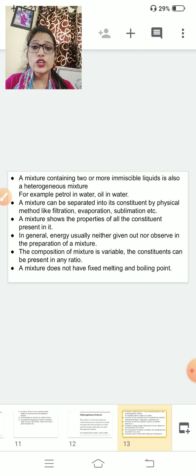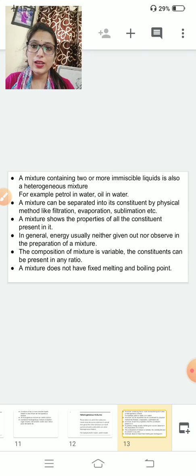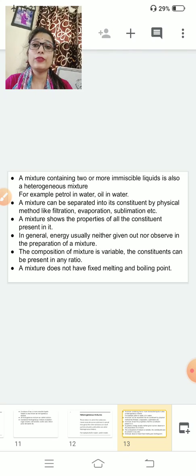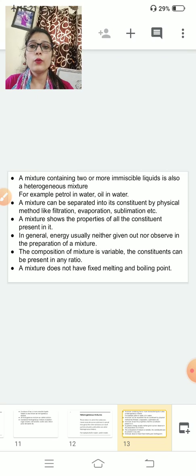Now, a mixture can be separated into its constituents by physical methods. In a compound you cannot separate by physical methods, but in a mixture you can. For example, filtration, evaporation, sublimation. I will give you an example. If you dissolve salt in water and you want that salt back, what will you do? You will do it by distillation.